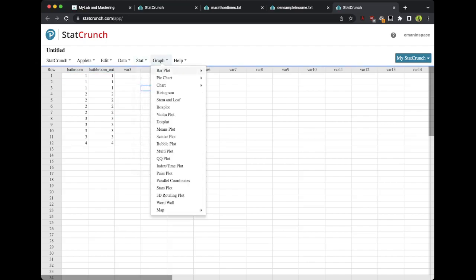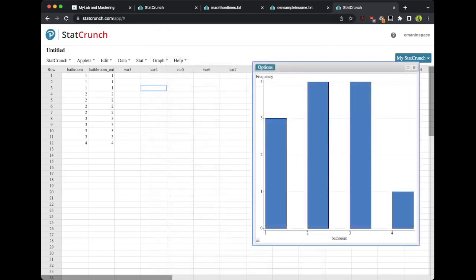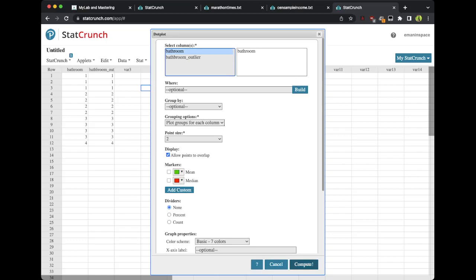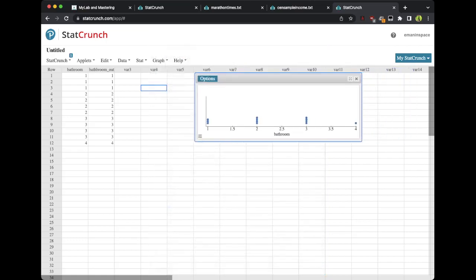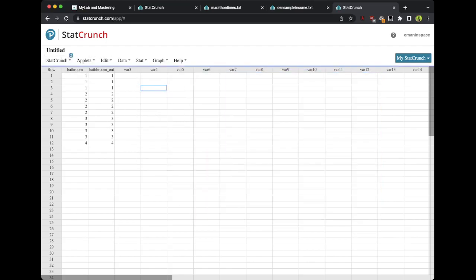Let's look at the graph of the number of bathroom breaks. Actually, not a histogram, we want the dot plot. Where are you, dot plot? Dot plot. So bathroom. Okay, I guess I'll add some more data to this.